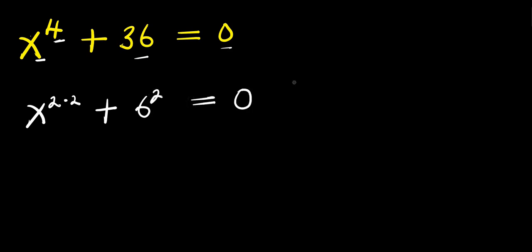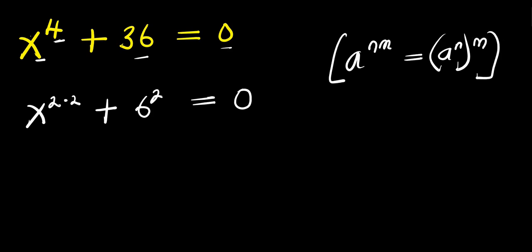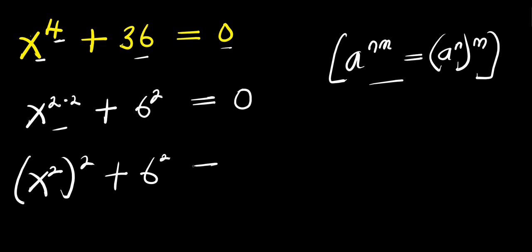Now, remember, if you have a power n times n, this equals a power n to the power of n. So applying this right here, we have x power 2 to the power of 2 plus 6 power 2 equals 0.